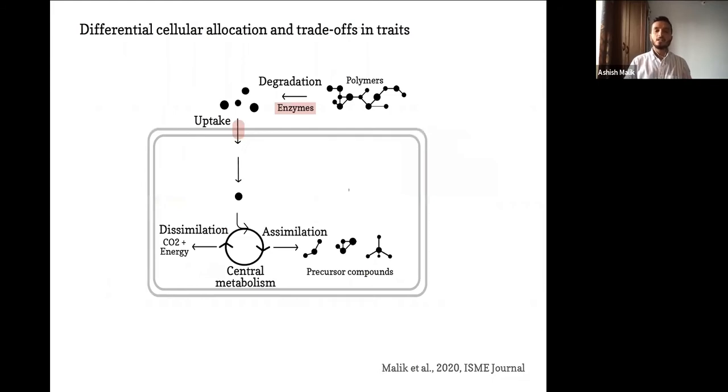And the basis for this is that there is a trade-off. This is the cellular level allocation of resources. Under limiting resource conditions, microbes will have to decide where they invest their resources. So consider a microbe, a cell that's lying in the soil, surrounded by some nice polymeric substrates. They break it down using extracellular enzymes into monomers or oligomers, which are then taken up by the cells using transporters. And then microbes use it for assimilation or dissimilation.